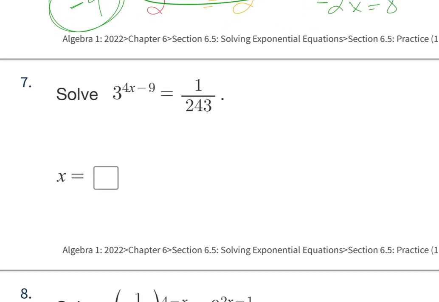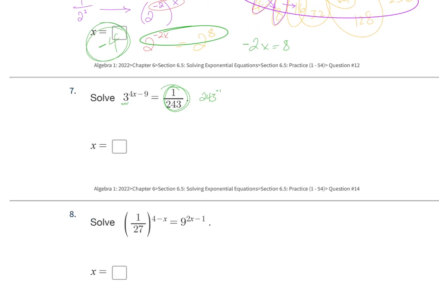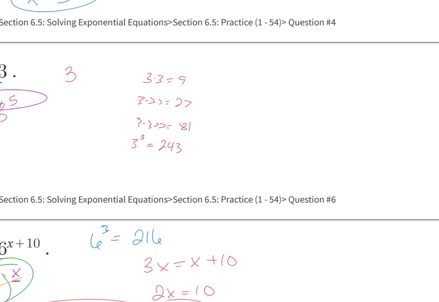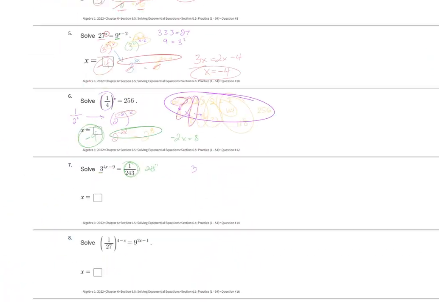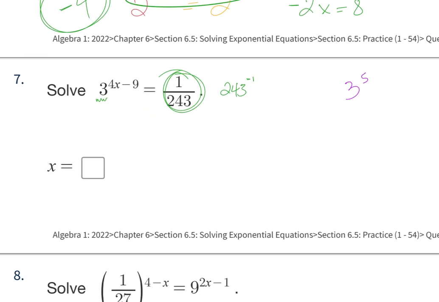Next, we have 3 to the 4x minus 9 power. Well, I am really motivated to rewrite this as a power of 3. So first thing I'm going to do is write 243 to the negative 1 power, because that flips this, right? And now over to the side, I know that here, hang on, did we do 243 already? We did. 3 to the 5th is 243. You know what's funny? I knew it up there, and I didn't know it down here.